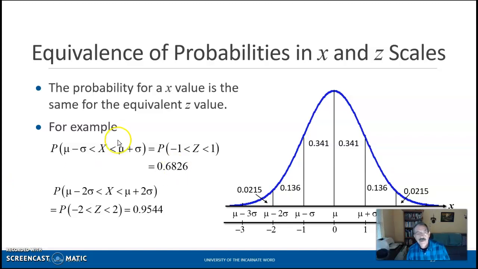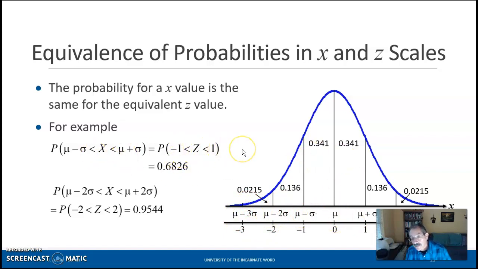So in fact, the probability for an x value is the same for the equivalent z value. For example, the probability that the random variable x is between the mean -1 standard deviation and the mean +1 standard deviation is the exact same probability that the z random variable is between -1 and 1. And here I'm showing you the case for 2 standard deviations. You see the x scale and the z scale. The curve and its areas under the curve do not change regardless of which scale you use. So as long as you're using the equivalent z values for the x values, the probabilities will be the same.